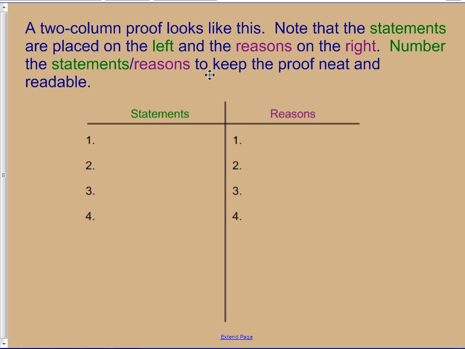Now, what you want to do is make sure that your proofs stay very neat. Oftentimes they can get very confusing very fast if they do not stay neat. My suggestion is to number the statements and the reasons. And if you still feel that it does not look organized enough, a lot of times what I do is write the statement and the reason for one thing, and then just draw a line underneath.